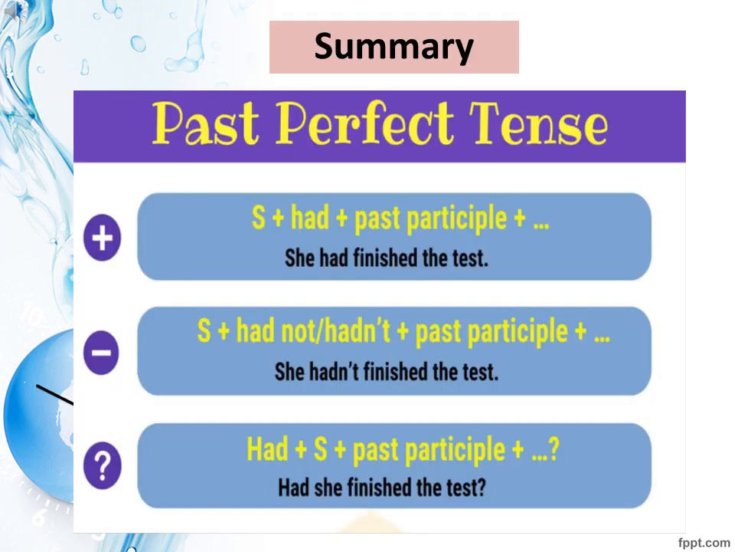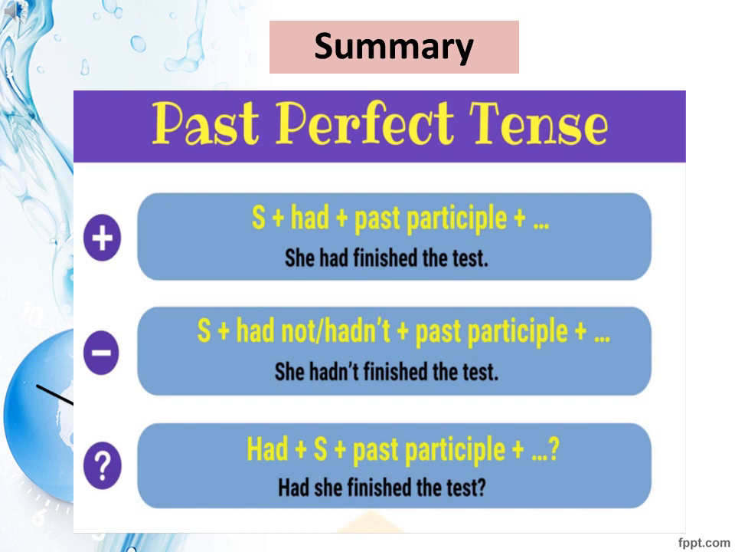Okay, here is a summary. هذا ملخص الفورمز بثلاثة اللي شفنا. So past perfect tense. So first we have affirmative كنشير لها بعلامة plus زائد. So S it means subject plus had دائما كتكون had plus past participle. Okay. Example: she had finished the test.